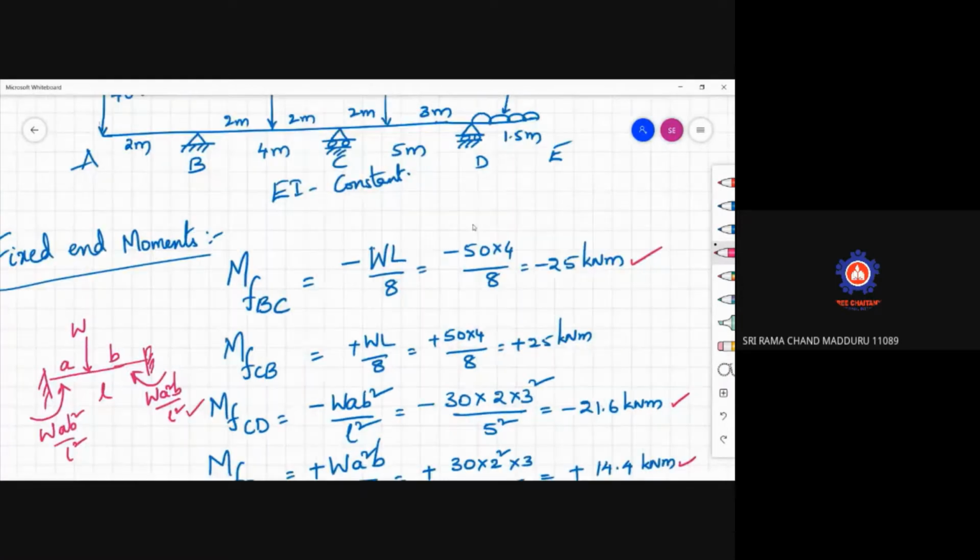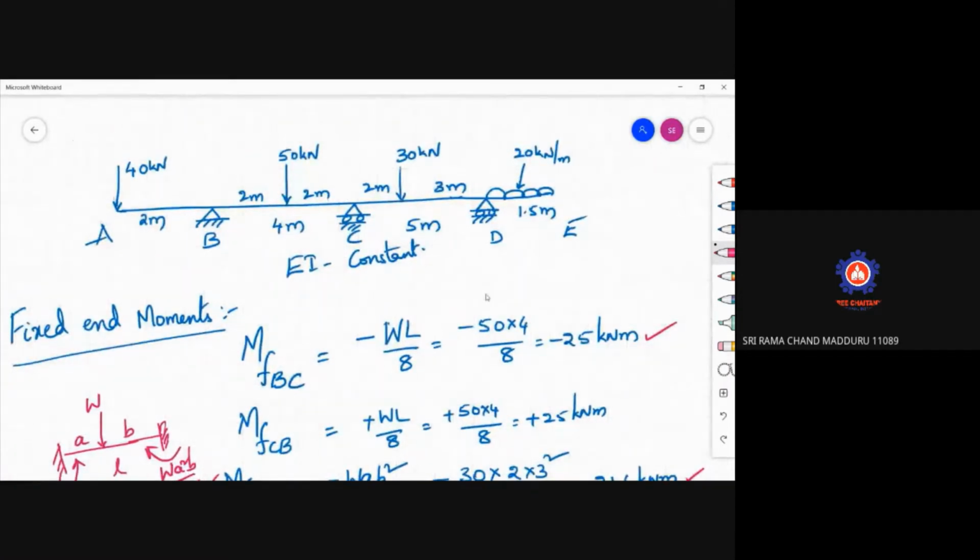Along with this one, if you observe your beam, at B an overhanging portion is there. So here what happens is this beam tries to deflect like this. But the moment at this portion tries to resist in this direction. And the value of the moment is nothing but 40 into 2. So this 40 into 2 is acting as a moment, and this is acting as a clockwise moment. That's why we will consider it as positive. So MBA will be considered as plus 40 into 2 kilonewton meter.